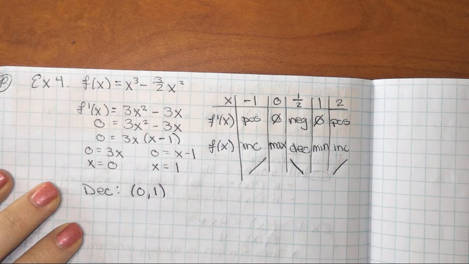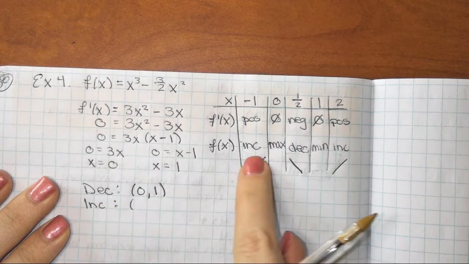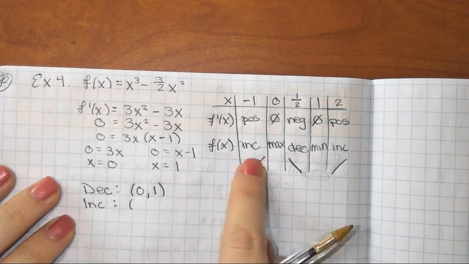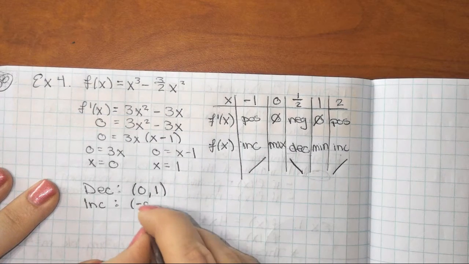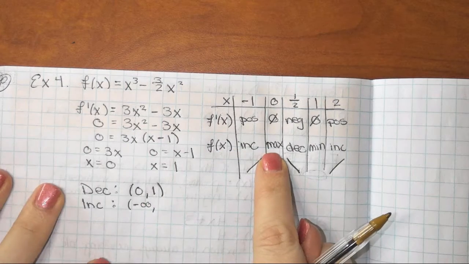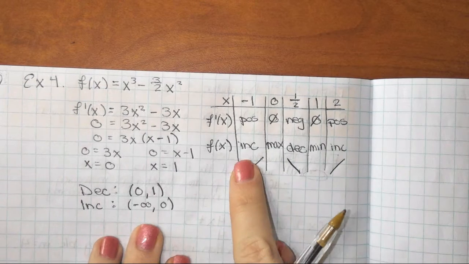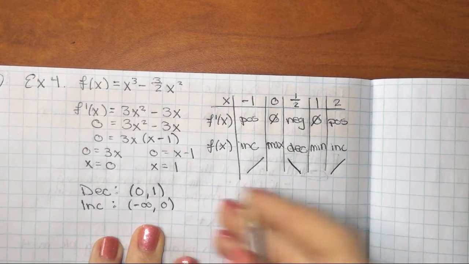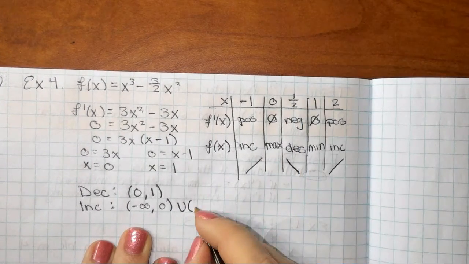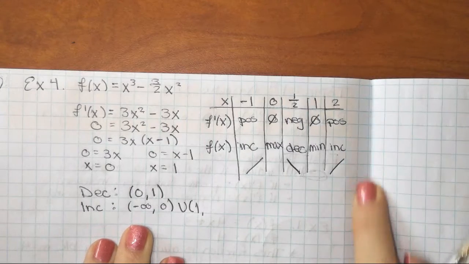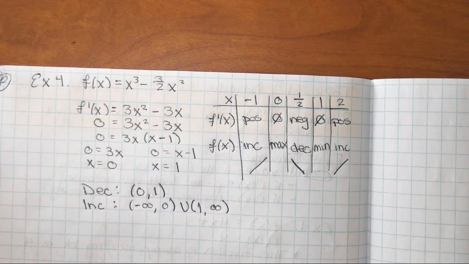Okay? Increasing, well, it's increasing here, but see how I don't have anything to the left? There's no point to stop it. That means it's negative infinity. Where is it stopping? At 0. Okay? But I also have another situation because it's also increasing, so we have to do a union. Where does it start increasing? At what number? 1. And I see how I have no value over here, so it's up to positive infinity. Okay?